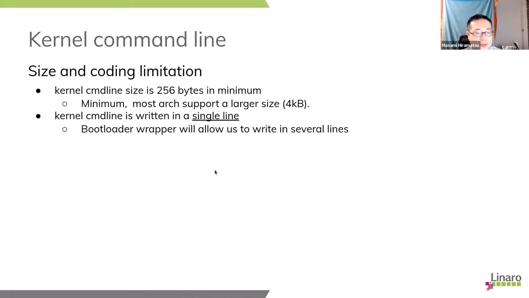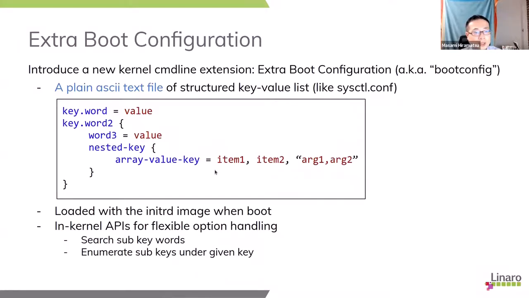To solve this limitation, I introduced the extra boot configuration. What is the extra boot configuration? It is a new kernel command line extension. I call it boot config for short. This boot config is plain ASCII text of a tree structured key value list, something like the sysctl.conf file, but more structured. The boot config will be loaded with the initrd image when booting, and there are in-kernel APIs for that.